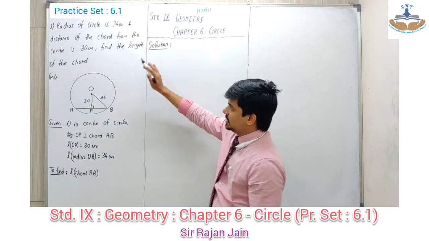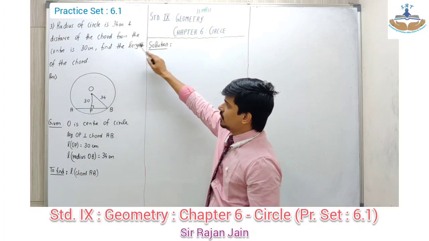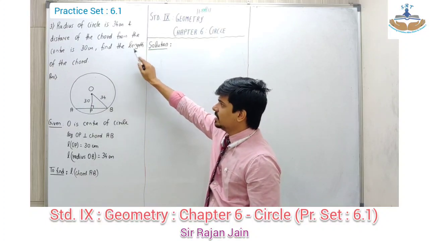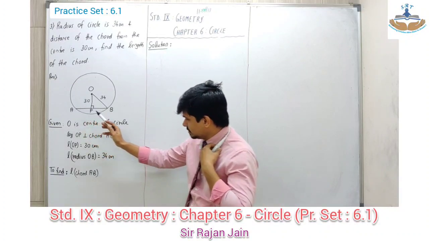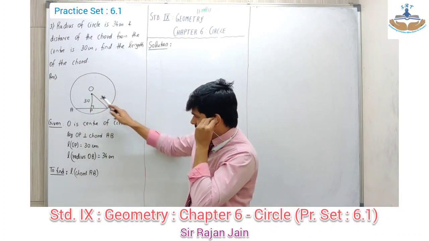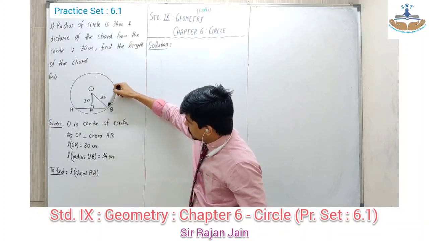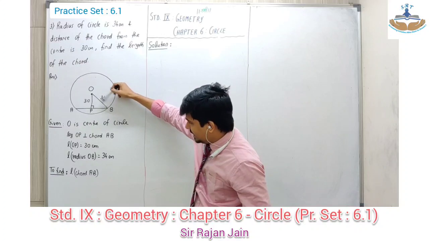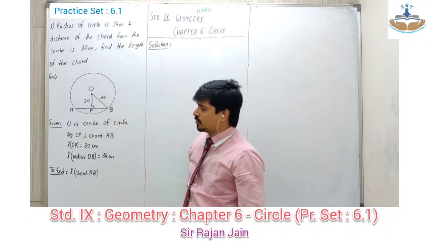Okay, question number 3 says radius of circle is 34 centimeter. Distance of chord from the center is 30 centimeter. Find the length of the chord. Okay, now over here if I go to see, this is the diagram. Center of the circle is O. Radius is given as 34, so directly I have drawn a radius OB of length 34 centimeter. Distance of chord from center.